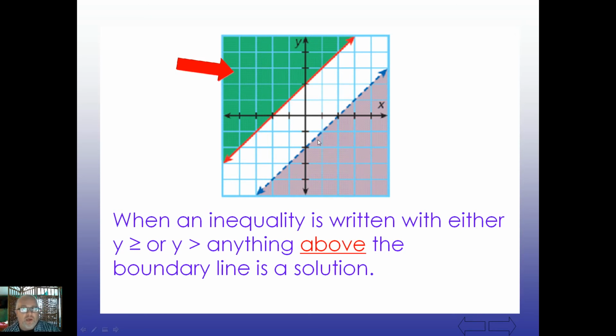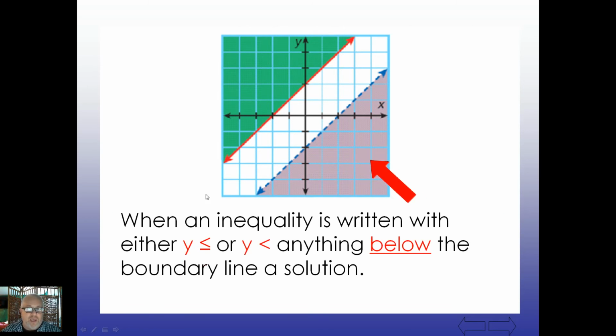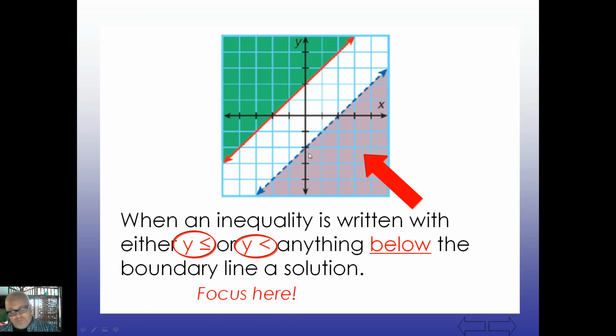Alright, when an inequality is written with either greater than or greater than or equal to, we shade above the line. All of these up here, possible ordered pairs, are solutions to an inequality. And of course it's not limited by this box, it goes on forever and ever way up here. But it's everything above and including the red line. If it's something that's below, it'll say less than or less than or equal to. It's below the boundary line that you've graphed on your paper there.